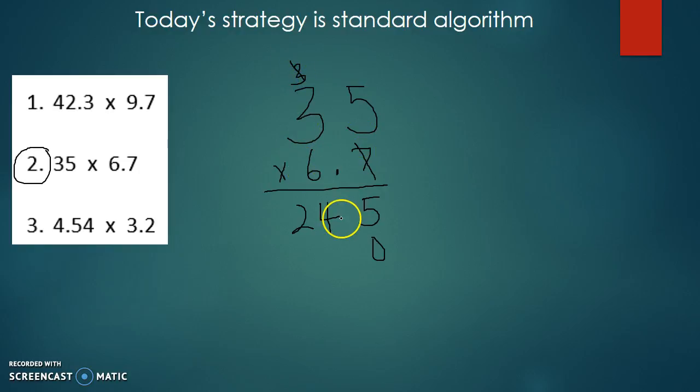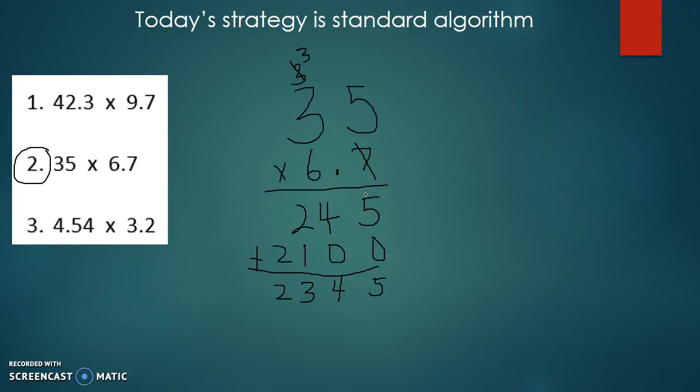6 times 5 is 30. I put my 0, regroup my 3. 6 times 3 is 18. 18 plus 3 is 21. I put my 1 and my 2. Notice that my 2 is out here by itself. I add up both partial products. 5 plus 0 is 5. 4 plus 0 is 4. 2 plus 1 is 3. And then bring down my 2.